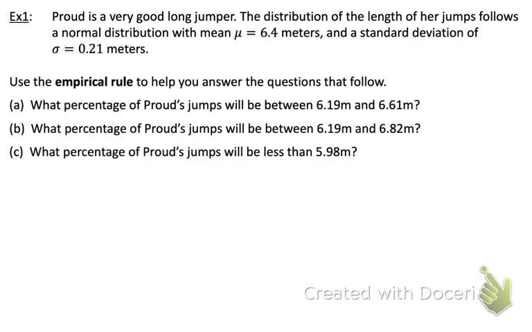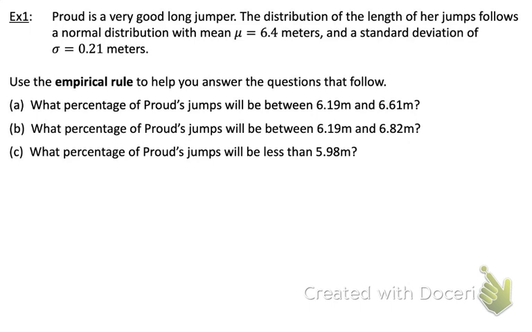Let's look at the first example. Proud is a very good long jumper. The distribution of the length of her jumps follows a normal distribution with a mean of 6.4 meters and a standard deviation of 0.21 meters. Use the empirical rule to help you answer the questions that follow. Pause the video now and try this question on your own first. Assuming you've taken some time to try this question, let's look at the solutions.